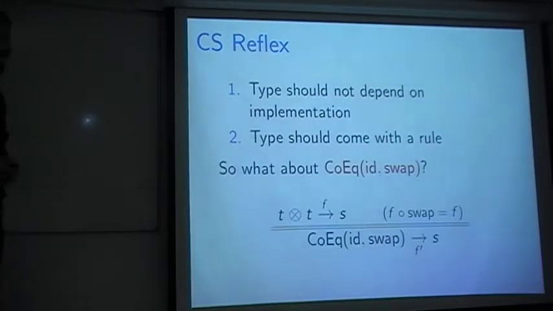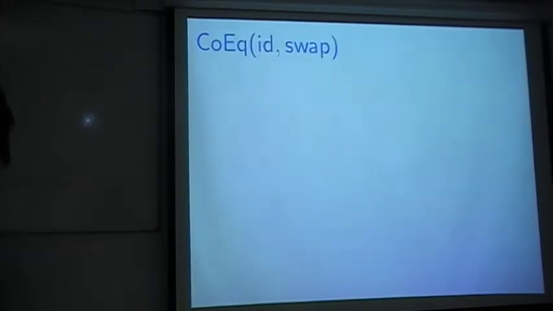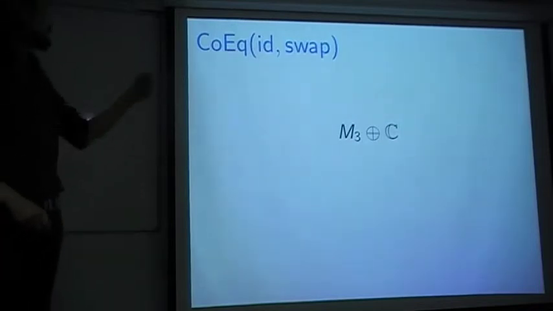So what's the rule for the co-equalizer? That's nice. If you have any program that takes an unordered pair, then that should correspond exactly to a program which takes an ordered pair but is invariant under the swapping. Okay, right. So you can compute this. That's not too hard to do. The co-equalizer turned out to be M3 plus C. So bosons and fermions.